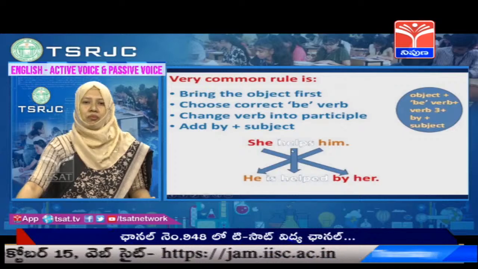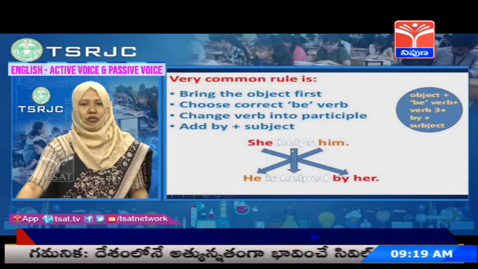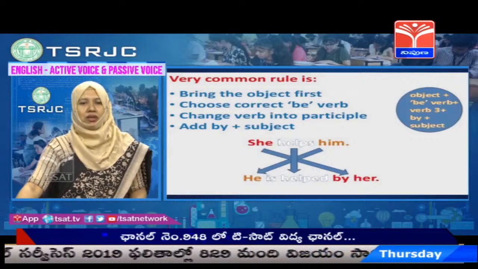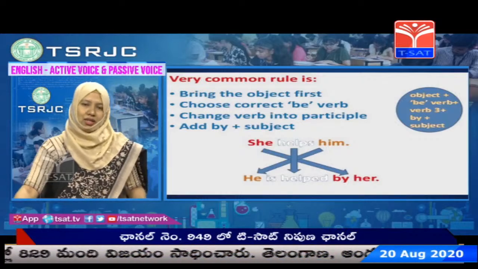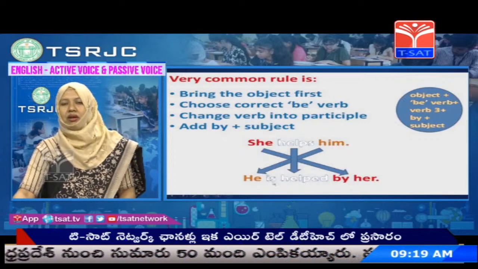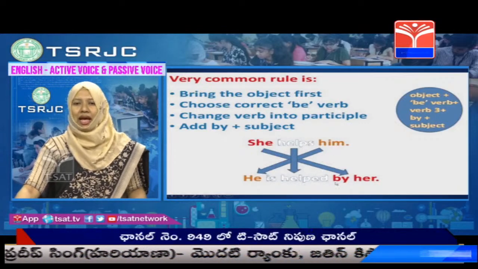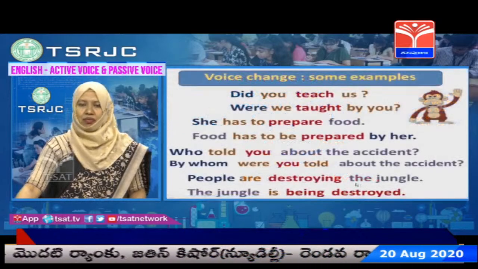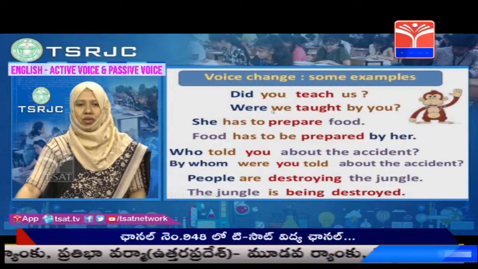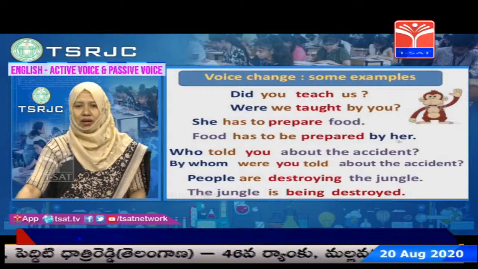Now, the rule is: when you are changing an active sentence into a passive sentence, bring the object first, choose the correct be form of the verb, change the verb into its participle and add by before the subject. This is the common thing we use. There are exceptional cases where by is not used, but most commonly by is used along with the subject when framing the passive voice. He helps me, he helps him, he is helped by her. Did you teach us? Were we taught by you? Did is changed to the verb form. She has to prepare food. Food has to be prepared by her.